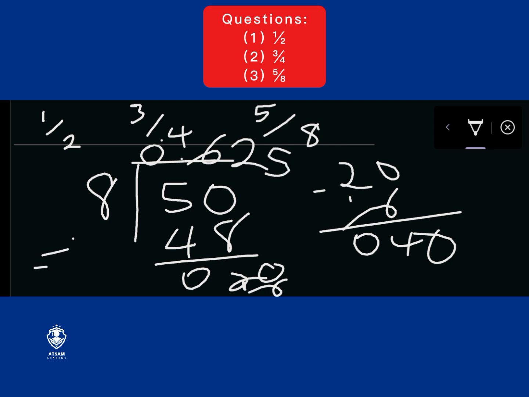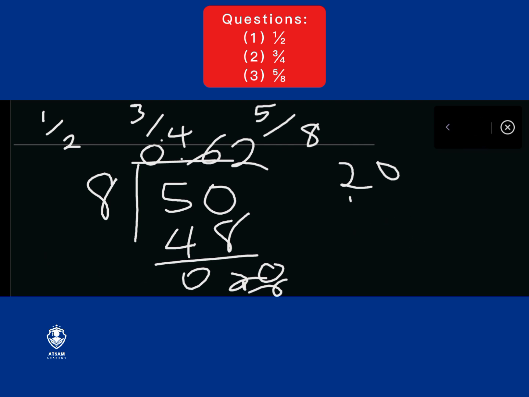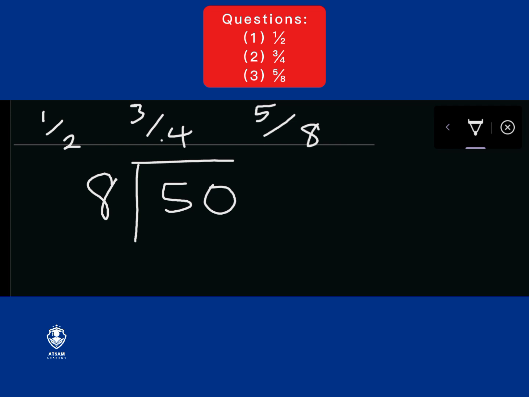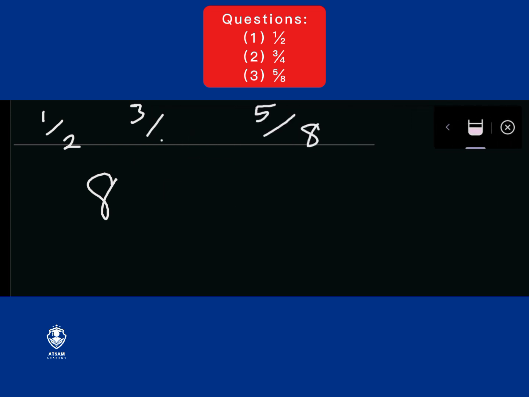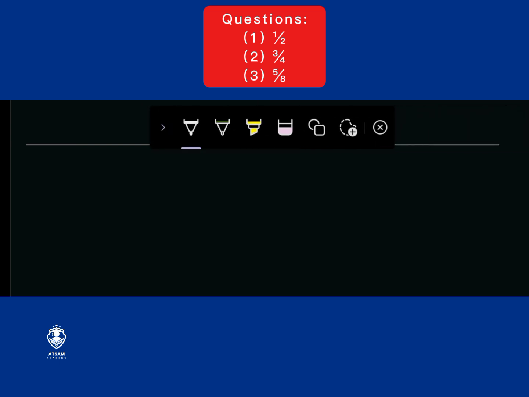So your final answer will be 0.625. Let me clear this up so that you can see it very clearly. It is a little messed up. So as I said, now your final answer should look like this. You can even check your calculator and be sure. So 5 over 8 will be equal to 0.625.